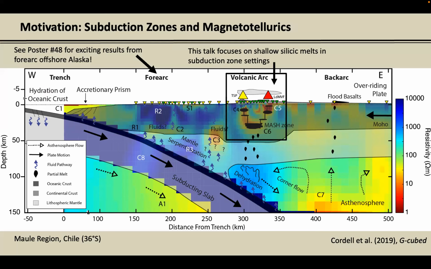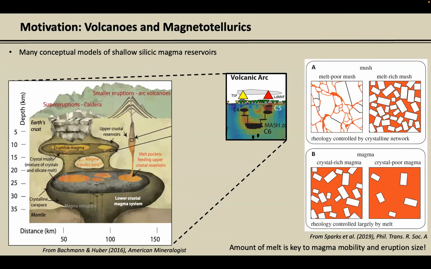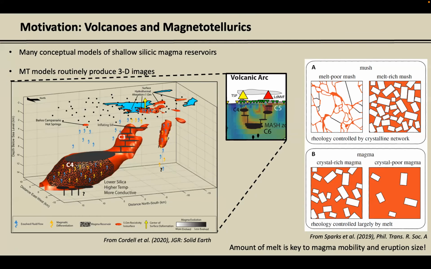But in this talk today, I'm going to focus more on shallow silicic melts in subduction zone settings beneath the volcanic arc. And I'm focused even more specifically on large silicic systems that are prone to potentially having caldera-forming eruptions. So, zooming in on that conceptual model, here you have a similar thing, just zoomed in, where you have a lower crustal magma reservoir with perhaps some magma pathways going up towards a shallower magma reservoir beneath a caldera. And once again, with MT, we're able to get these really beautiful 3D images of these magma reservoirs.